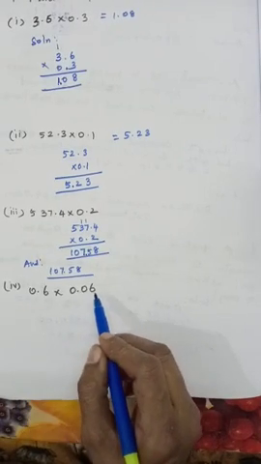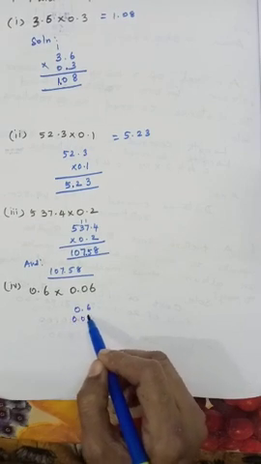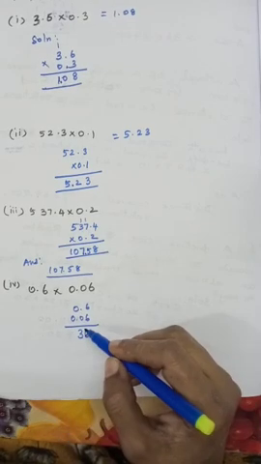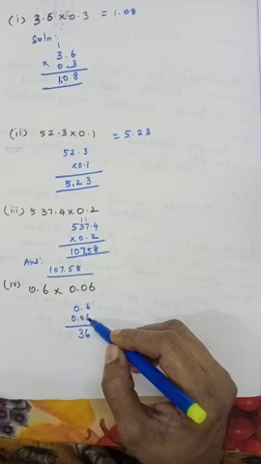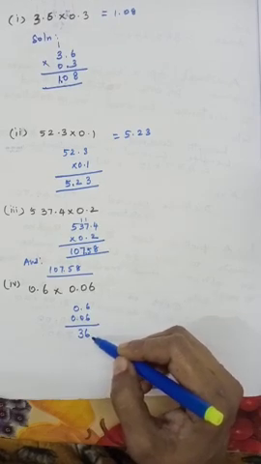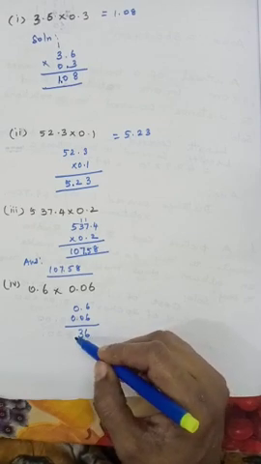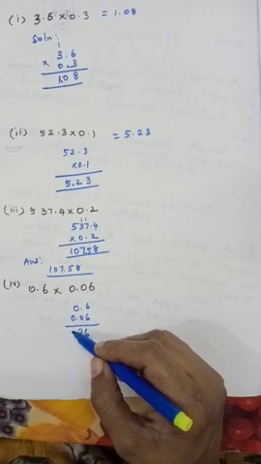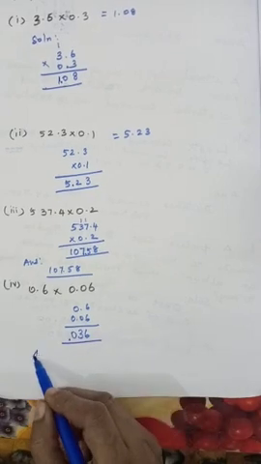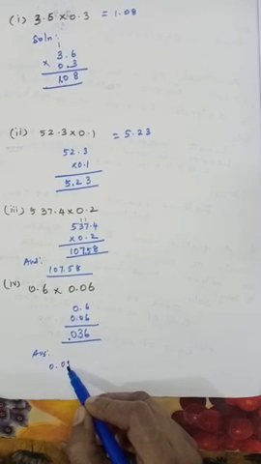0.6 into 0.06. 6 6s are 36 we know, isn't it? We can write like this. Then after how many digits you have to keep point? 1, 2, 3 digits. So you add a 0 and keep point. So the answer is 0.036.